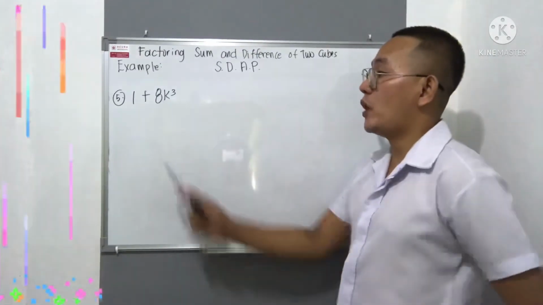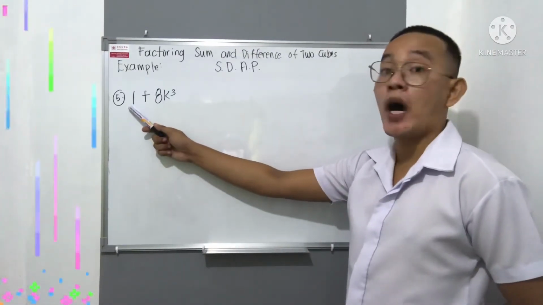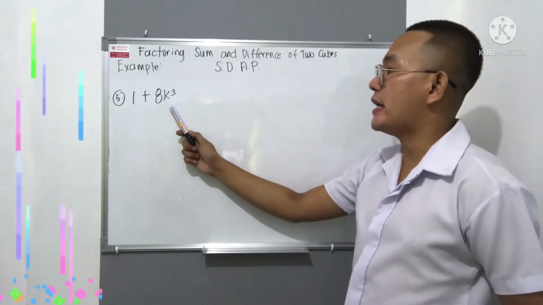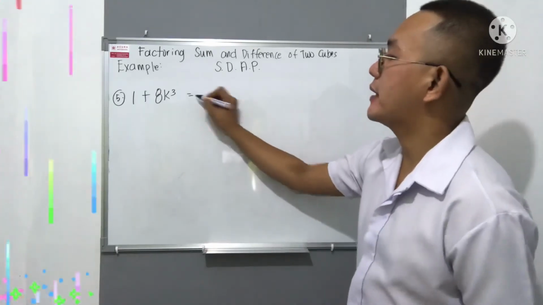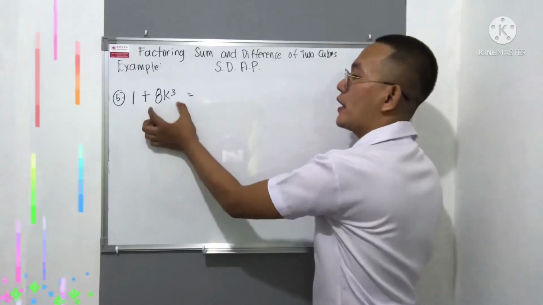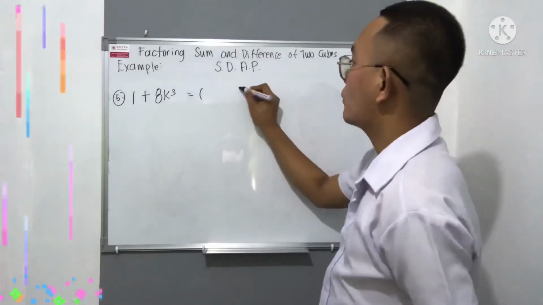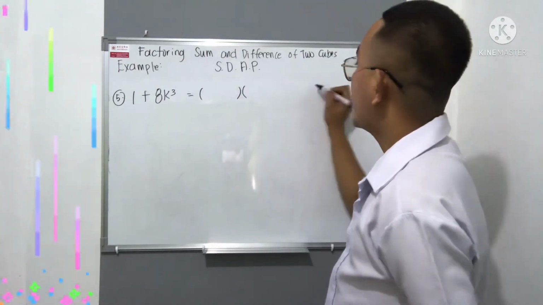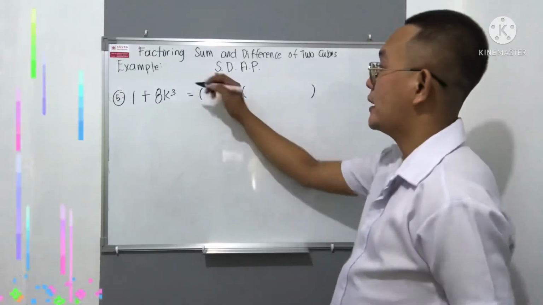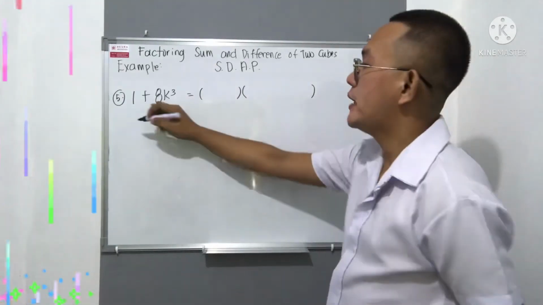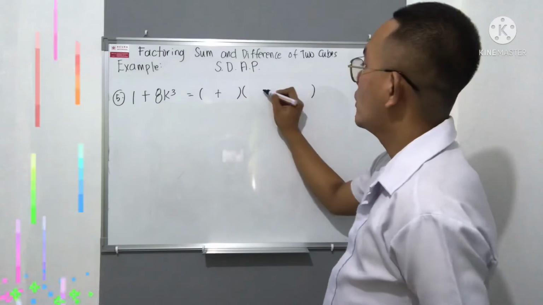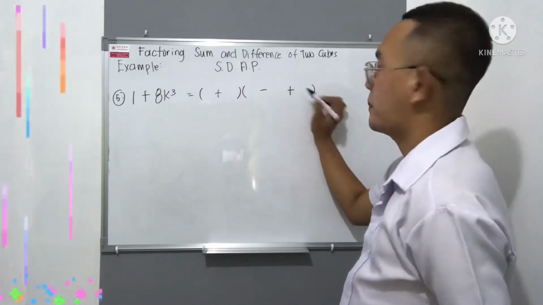Okay, so last example, example number 5, we have 1 plus 8k cubes. Okay, so kung mapapansin natin, perfect cubes naman yung 1, tsaka yung 8k cubes. So proceed tayo sa factoring. So gawa tayo ng isang maliit na parenthesis at isang malaking parenthesis. Apply natin yung soap. Since positive siya, same, opposite is negative, and always positive.